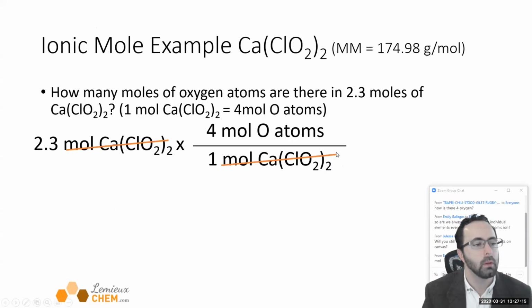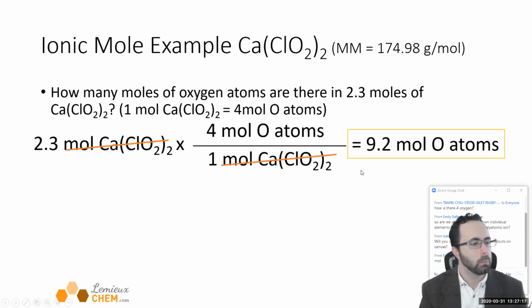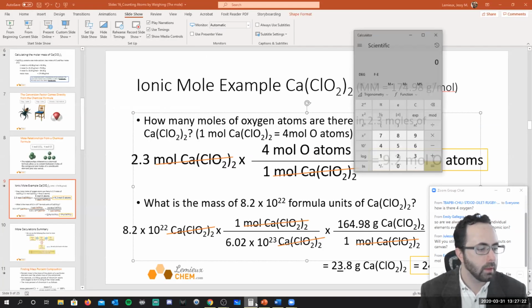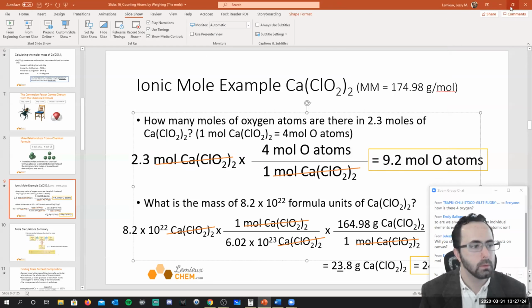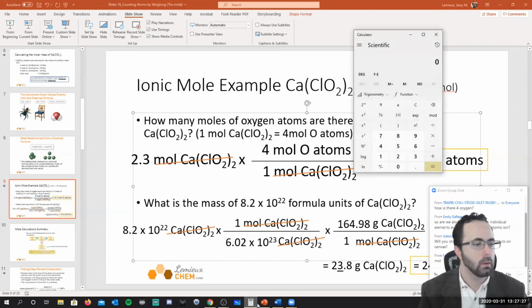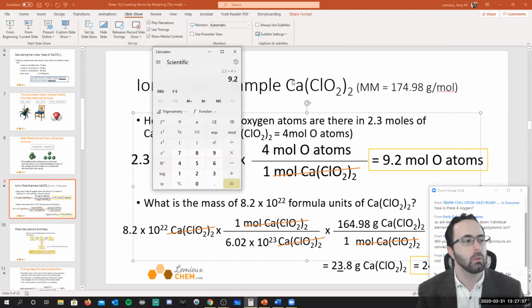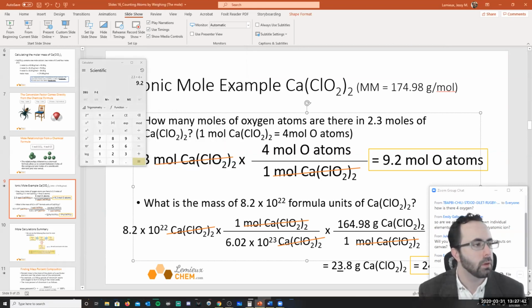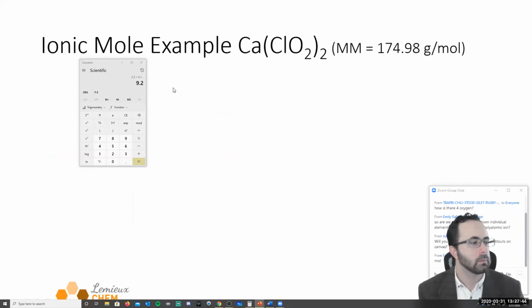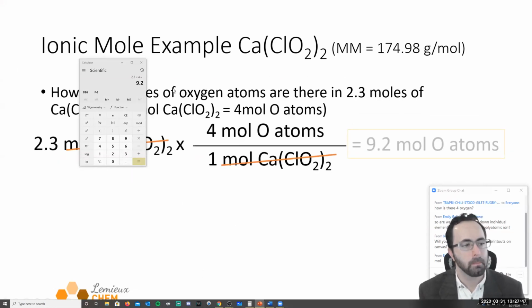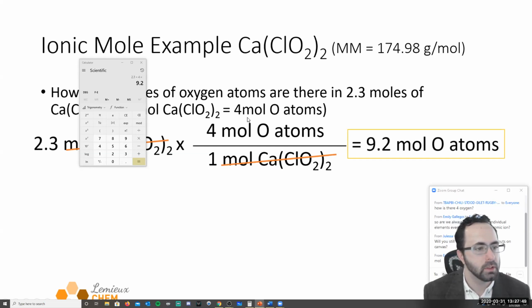So yeah, we put that in our calculator now. So let's go to the calculator. I think I still have it open. The calculator says we're going to do 2.3 times 4, and that is 9.2 moles of oxygen atoms. I should put this over here so I can keep this full screen. Okay, so that's the first example.